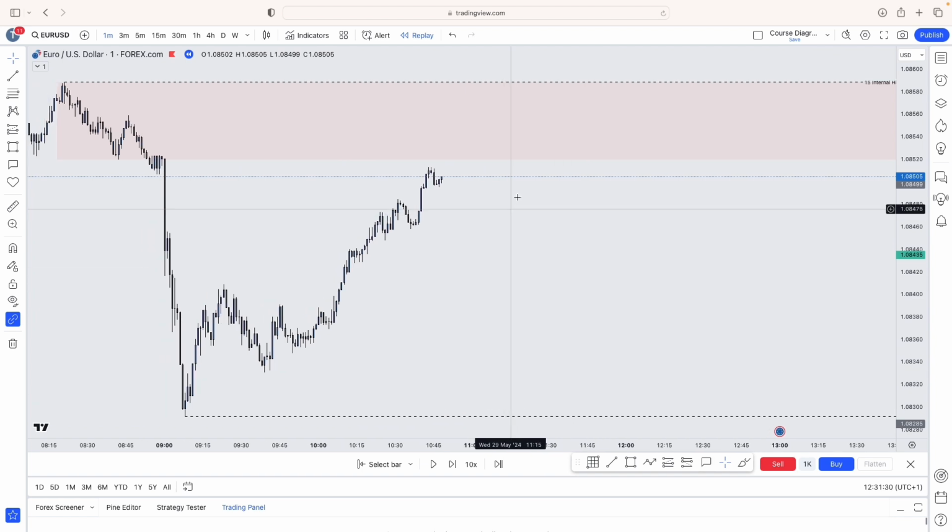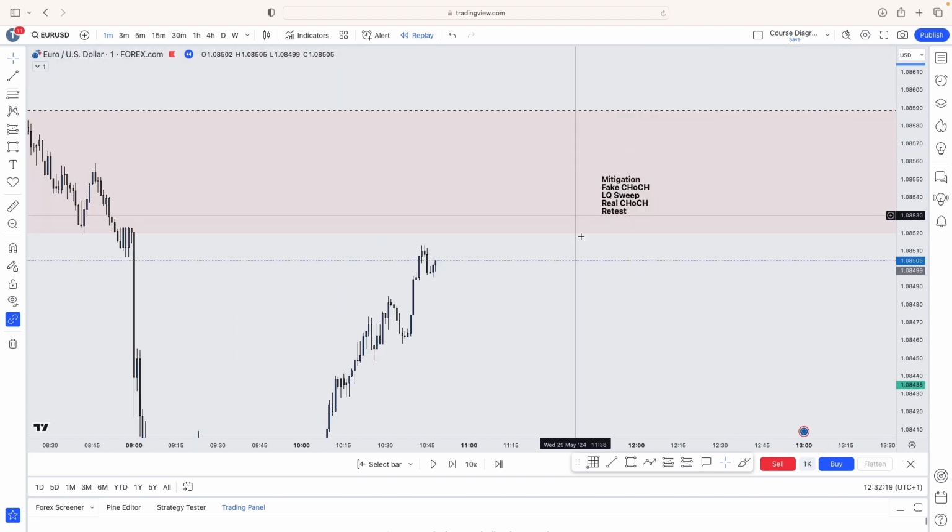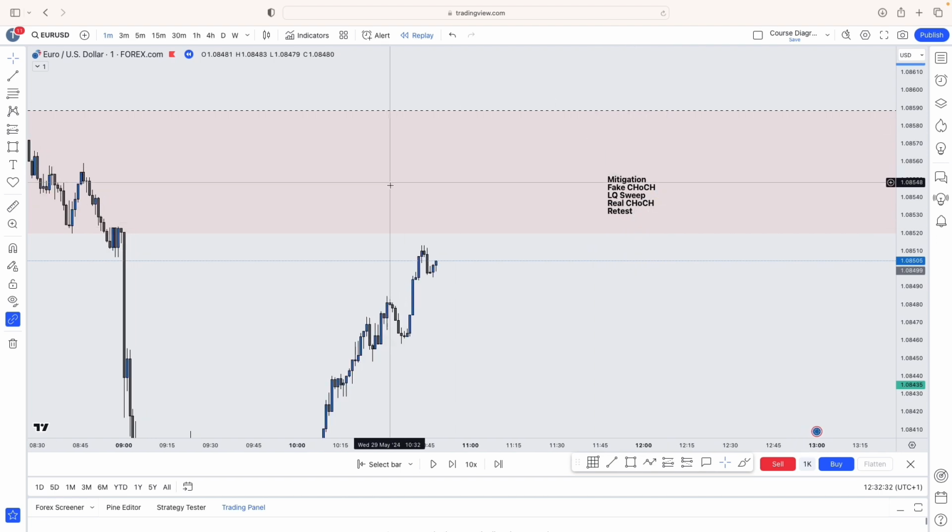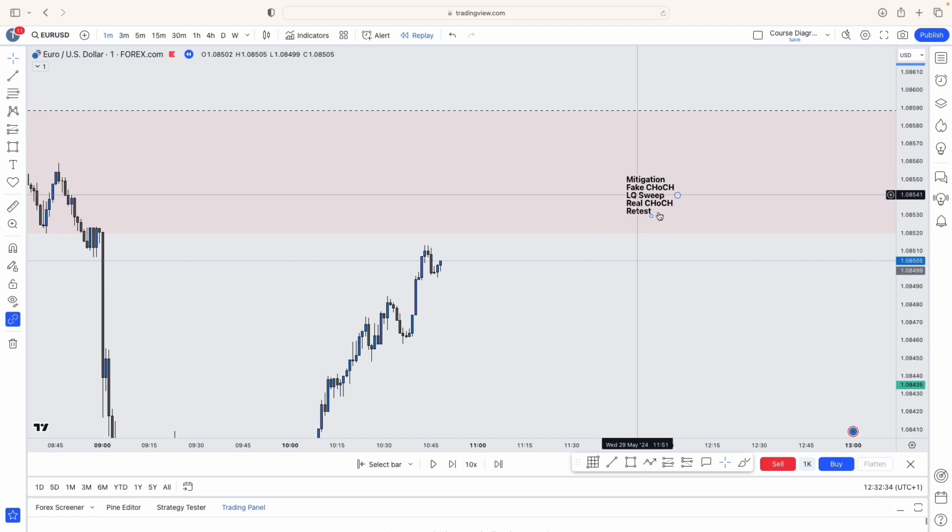Okay, so at this point, I have my M15 supply zone marked on, and what am I waiting for? Well, I'm waiting for a mitigation of that supply zone, right? So these are the 5 criteria in my entry model, okay? And that is mitigation, fake CHoCH, liquidity sweep, real CHoCH, and then a retest, okay? So what's the first thing we look for? The first thing we look for in this order is mitigation, okay? So we only go down to our M1 time frame when we get that mitigation, okay?